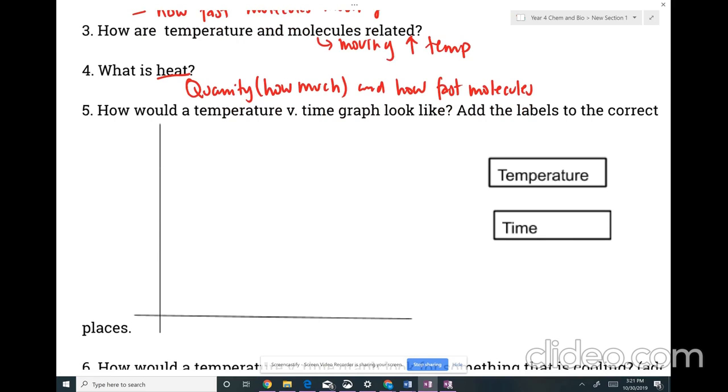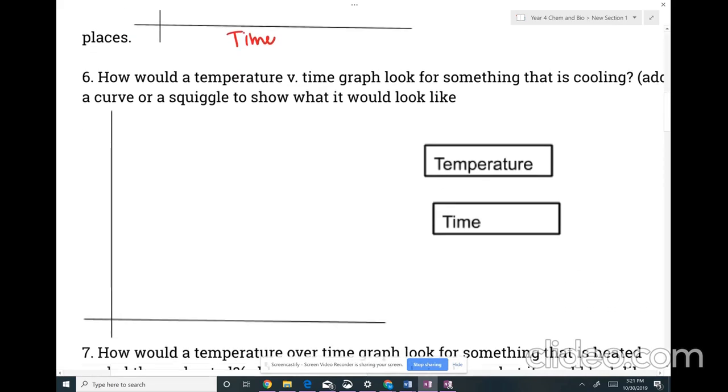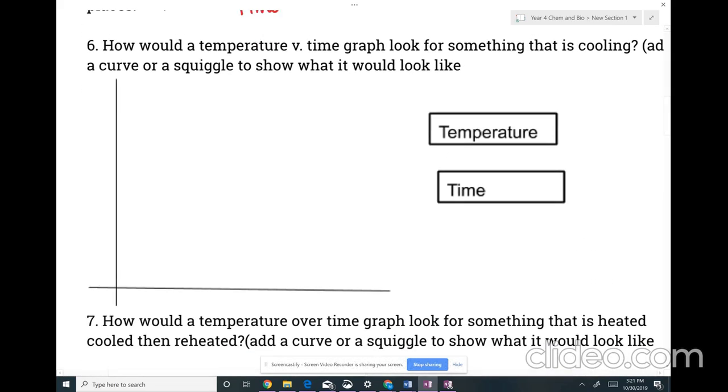On these, we have a time versus temperature graph. The only thing I want you to do is make sure you know time and temperature go here. So now we're going to set this up. We have time, and then we have temperature. Now we'll talk about how it would look for something that is cooling. If we start off with something really warm, at a high temperature, eventually it will drop down into a cooler temperature. So something that's cooling is going to have a downward slope.